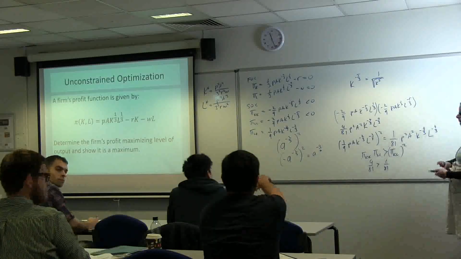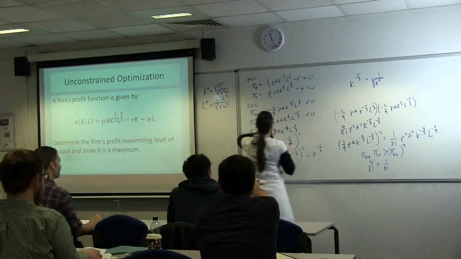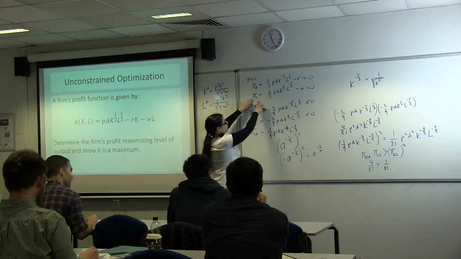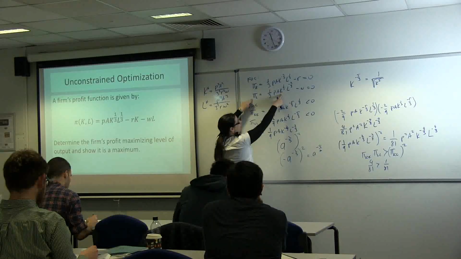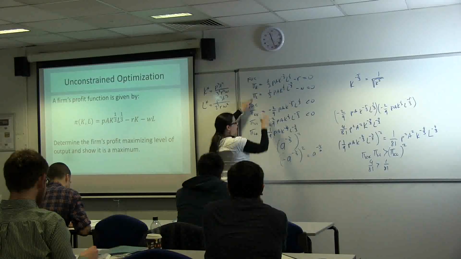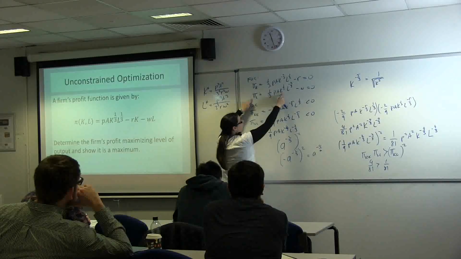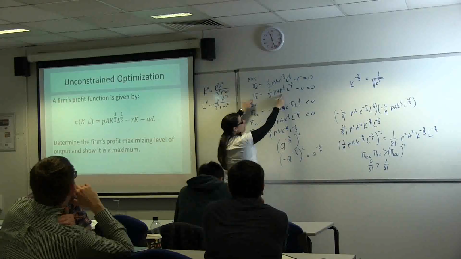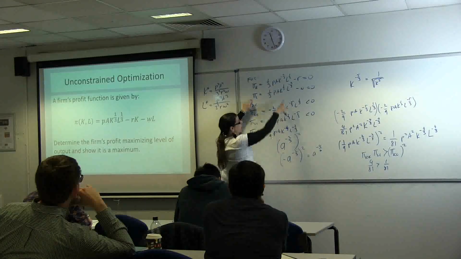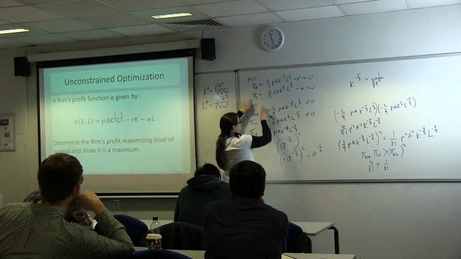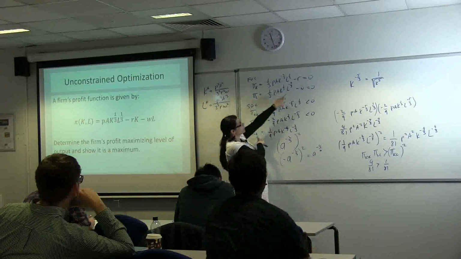Can you explain the second order derivative of this one? Okay, so I'm going to go back into this one and differentiate it with respect to K. So I bring the 1/3 down, so that's how I get the 1/9. P and A don't change. I have to take away 1 from the power of K. 1/3 minus 1 is negative 2/3. And L's power doesn't change because I'm differentiating with respect to K now. And that was minus 2 over 3.